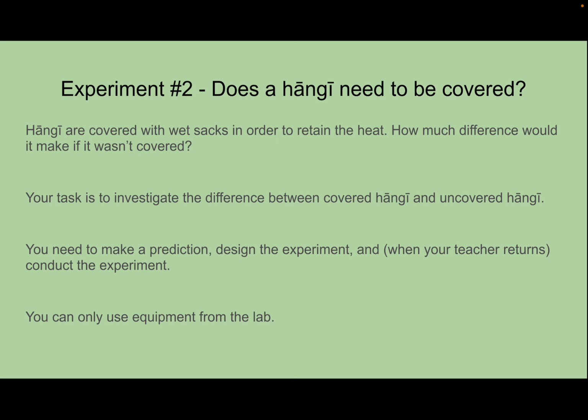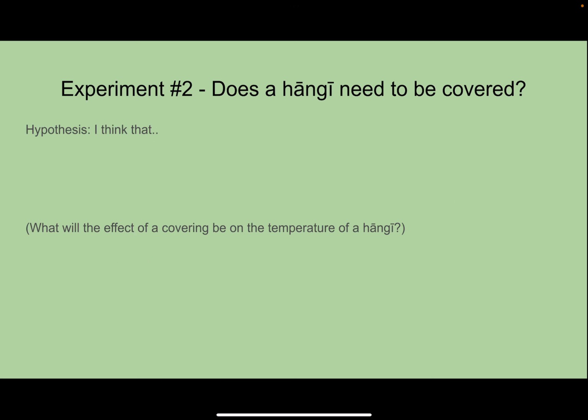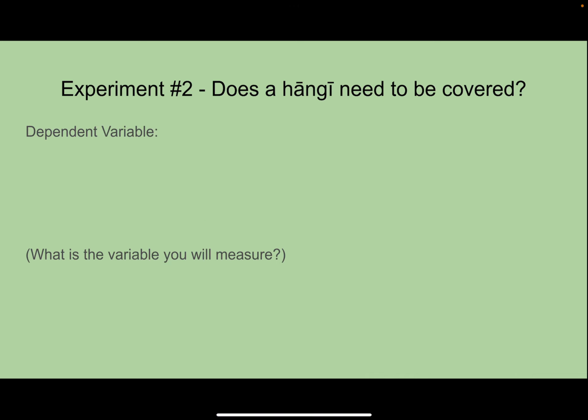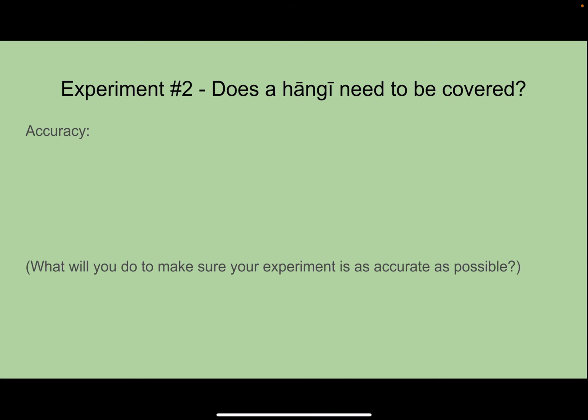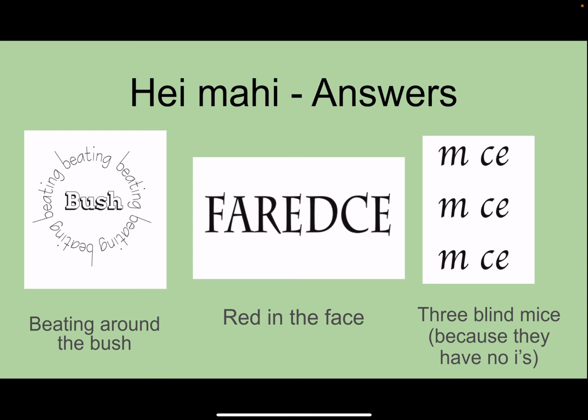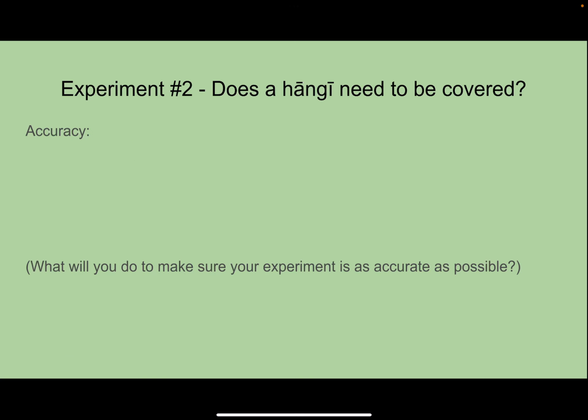Again, you can only use equipment from the lab. So the same format applies here. Give me your hypothesis, the independent and dependent variable, equipment list, method, controlled variables, and how you can make it accurate. All right, so that's your task for today. Please get this ready, submit it as an assignment so that next week we can start the experiments.